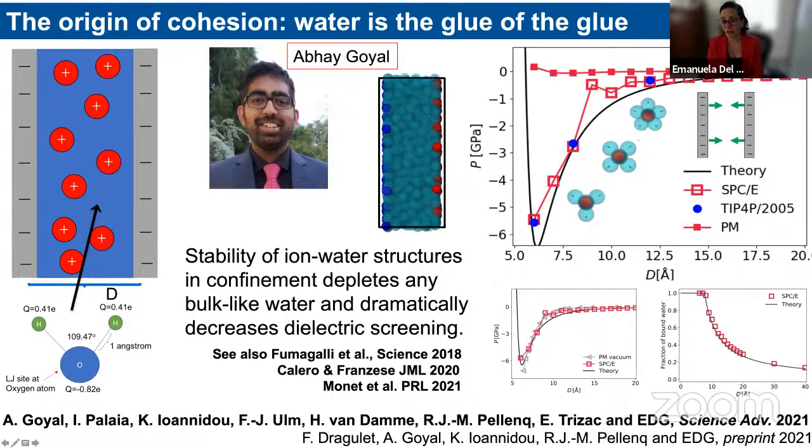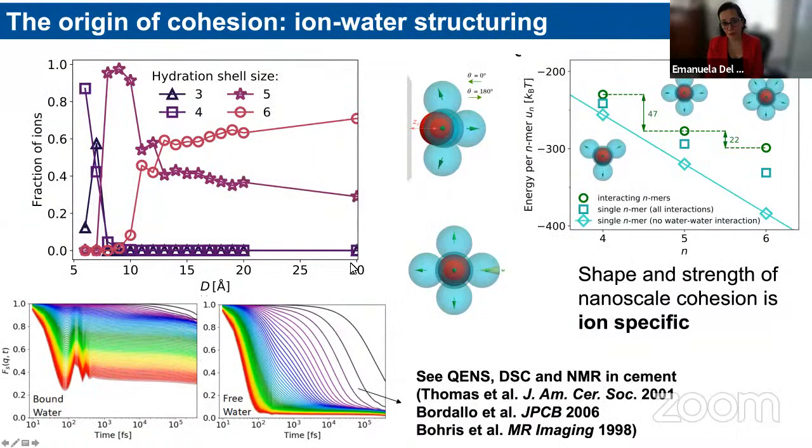So the structures, as I said, are different from the bulk hydration shells, and basically because the ions, due to the high surface charge density, can get squeezed onto the surfaces, so you get these hemispherical ion-water structures. We can compute the free energy of this type of structure to show that this is what you would get, basically this type of structure that changes as you increase the confinement. They are there actually to optimize the confinement constraints, and their stability is what basically drives the increase of the pressure by two orders of magnitude, which corresponds to the fact that you're basically killing the dielectric screening of water.